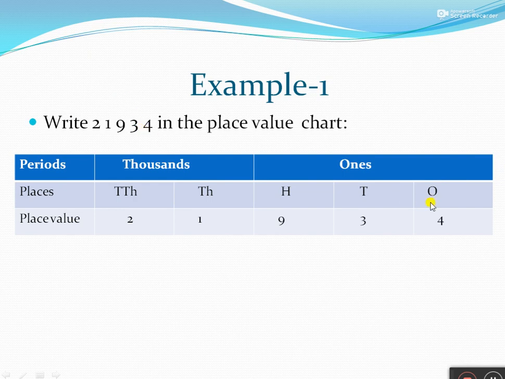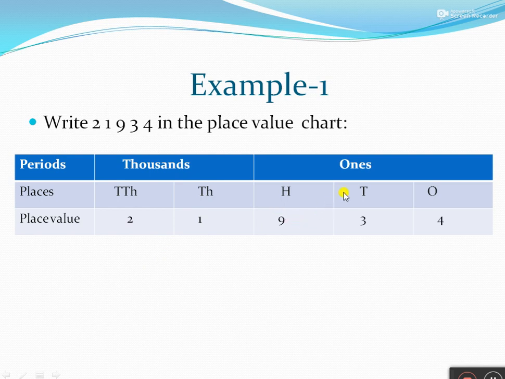Now 4 as a ones place, 3 as a tens place, 9 as a hundred place. Next 2 and 1: 1 as a thousands place, 2 as a 10,000s place. When you write period wise, after the ones period we have to put a comma, after the thousands period we have to put a comma. When you write in words, we start from the left hand side. 2 1: what is the period? Thousand period. So 2 1 means 21 thousands.